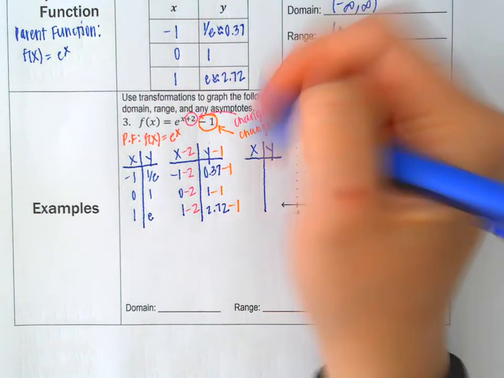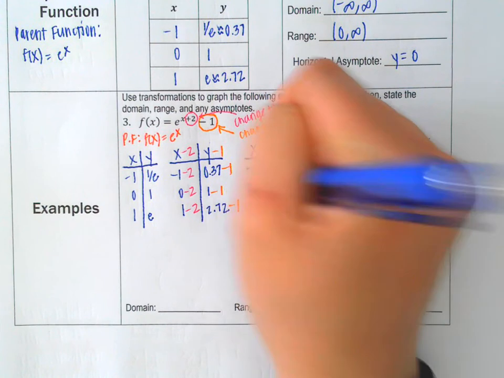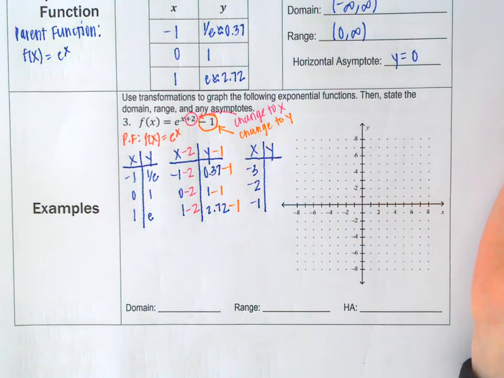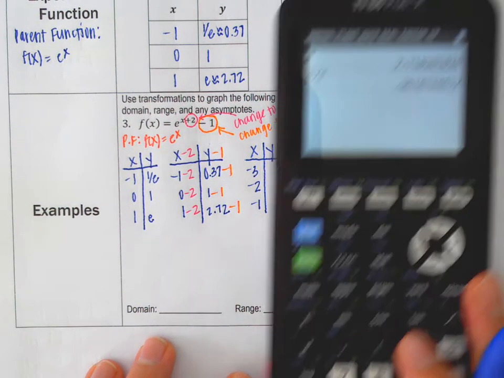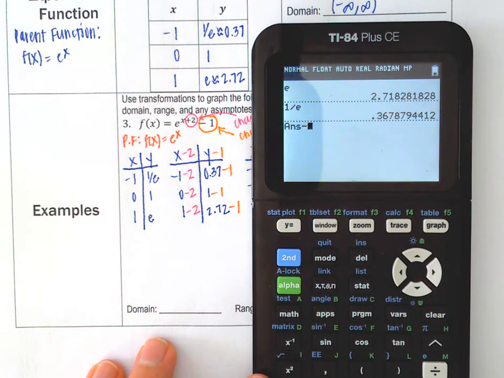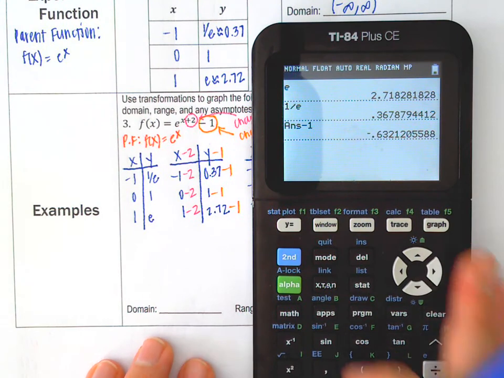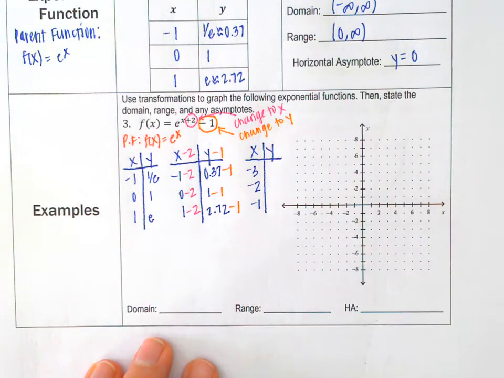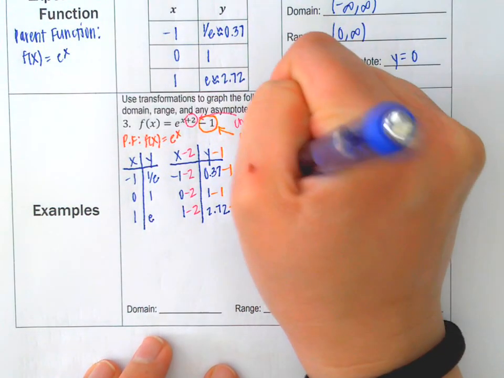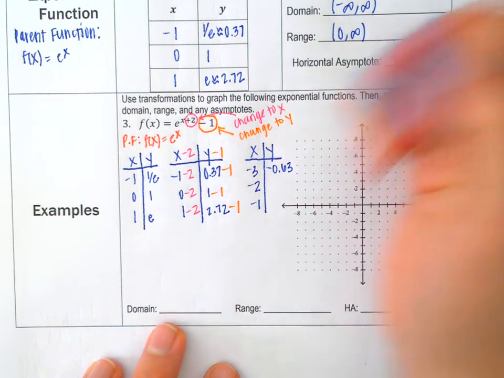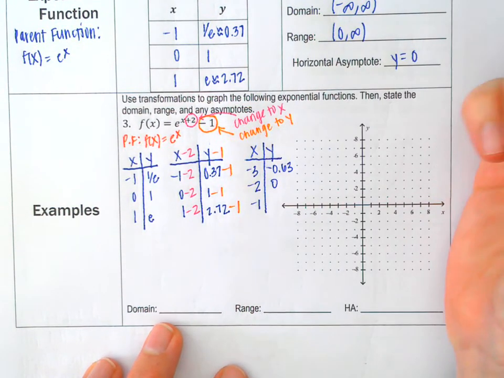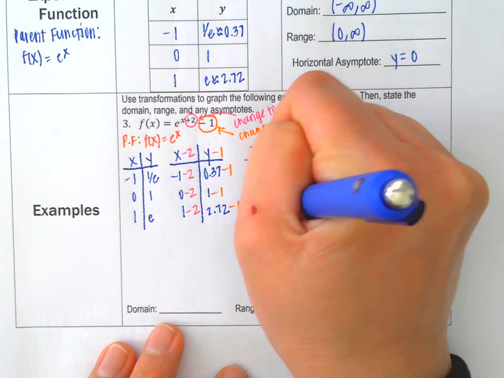My x values are now going to be -3, -2, and -1. My y values, I'm going to use my calculator here because I could do 0.37 minus 1, or I could just do it in the calculator. And that gets me -0.63. 1 minus 1 is 0, and 2.72 minus 1 is 1.72.